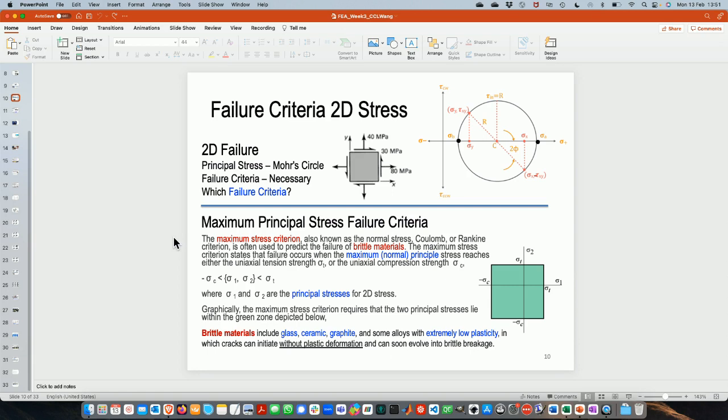Okay, so let's get started again. We talked about Mohr's stresses last time, just a few minutes ago, and that provides us some idea of multi-axial loading, particularly when we are looking at 2D failure criteria, right?